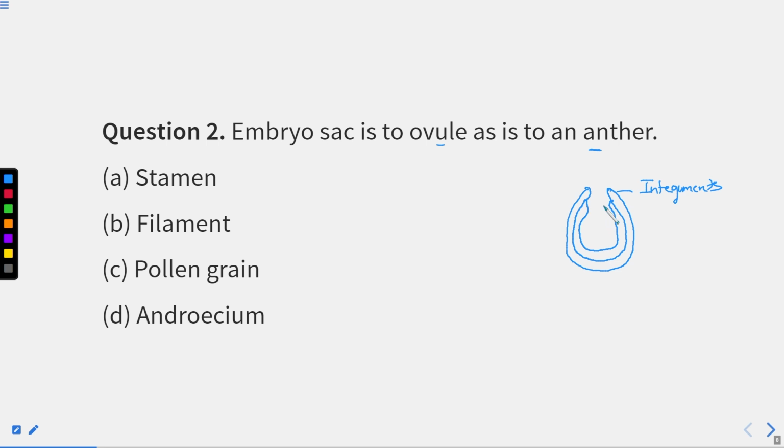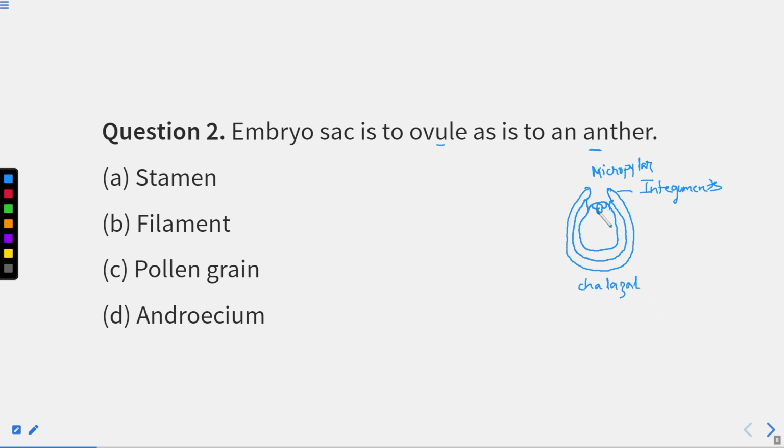Okay, inside this integument is present the embryo sac. And what is the embryo sac made up of? This is the egg cell, and 2 synergids are present. So this is the micropylar end. This is the chalazal end.